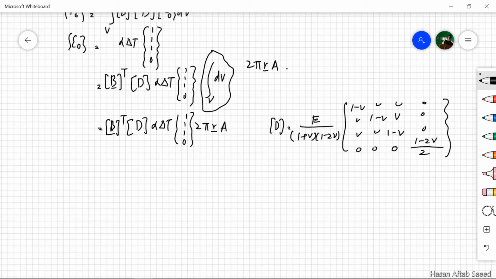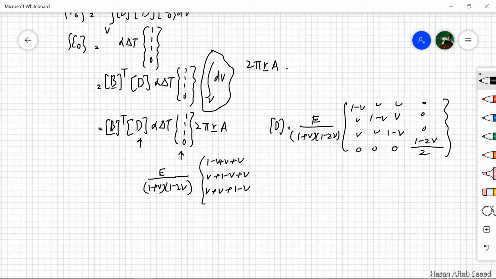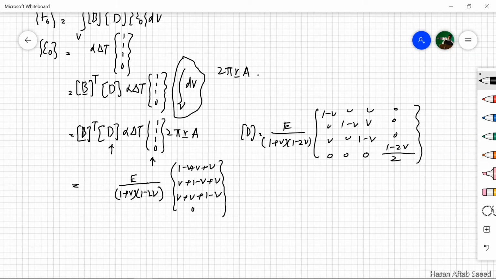Now if we multiply this D, which is right here, with this 1 1 1 0 vector, we get E over 1 plus nu, 1 minus 2 nu, times 1 minus nu plus nu plus nu, nu plus 1 minus nu plus nu, nu plus nu plus 1 minus nu, and 0. Now this is the product of these two. Now the other quantities, they are there too.